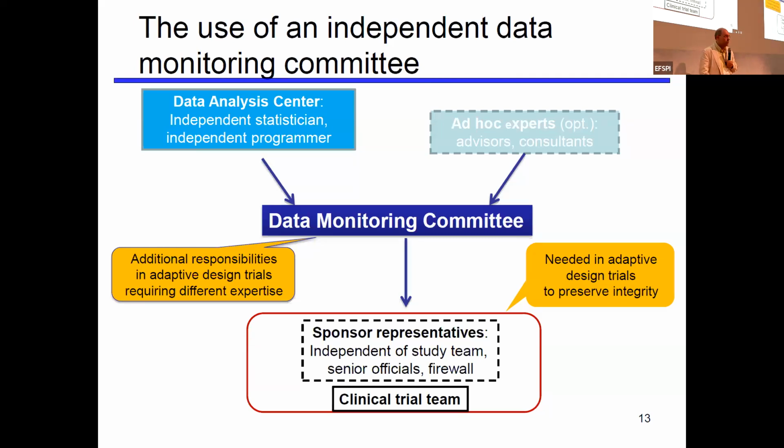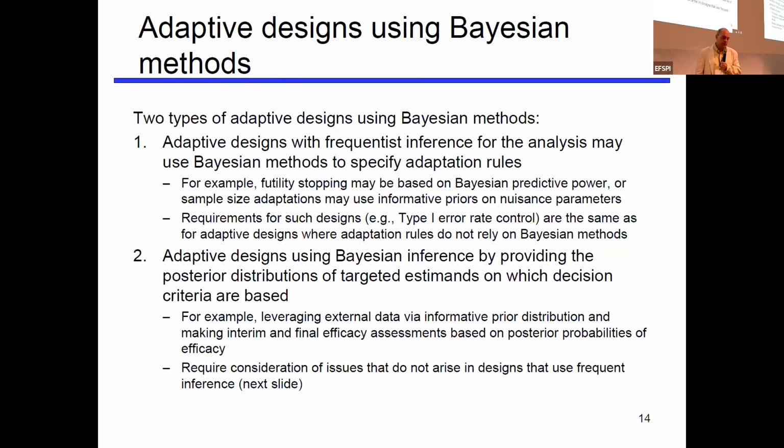In order to preserve trial integrity, you should have this group of people not on the DMC, not seeing the results unless it is absolutely needed. And you should also pre-specify who those sponsor representatives are, ideally independent of the study team, senior officials. You should have firewalls in place and all this, what we already know. So these are a few comments on the DMCs.